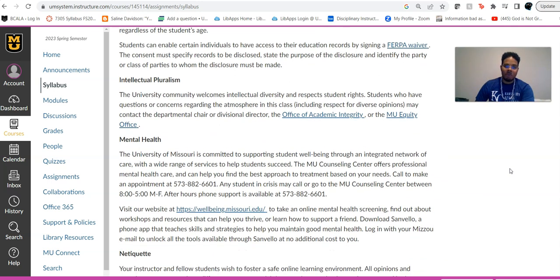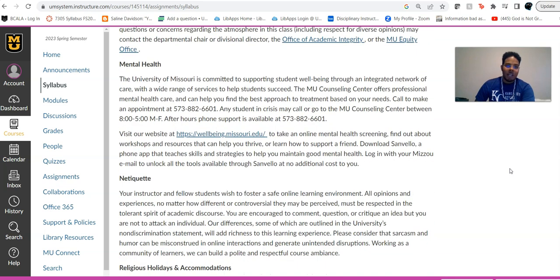Intellectual pluralism. Mental health, for those of you who are in the Metro Columbia area, you actually can use Mizzou Counseling Services. For those of you, however, who do need counseling services, you need somebody, you need help, please call that number if you are having a crisis, even if they cannot put you in touch with a counselor, because let's say you're out of state and you can't use a Mizzou counselor.